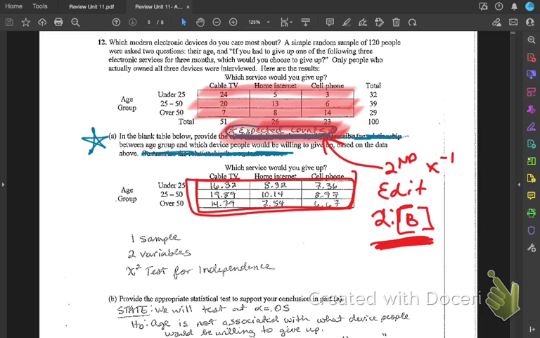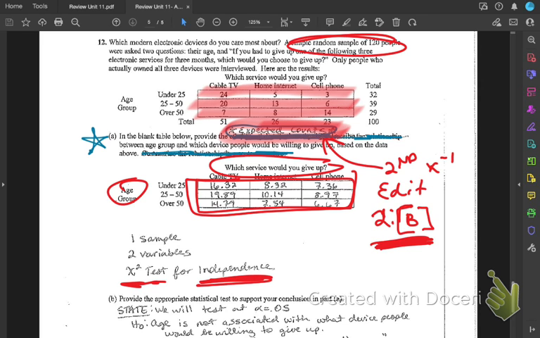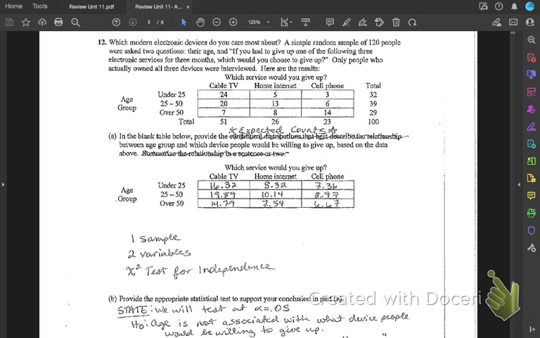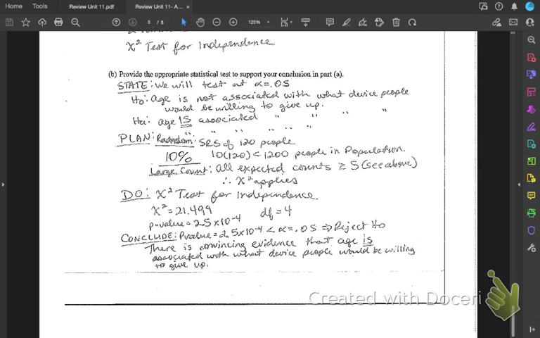Alrighty, this was one sample. We had a random sample of 120 people. We asked them 2 variables, their age and what service they would give up. So this is a chi-squared test for independence. And here's our state, plan, conclude. I know it just says provide the appropriate statistical test, but this is the whole shebang here.